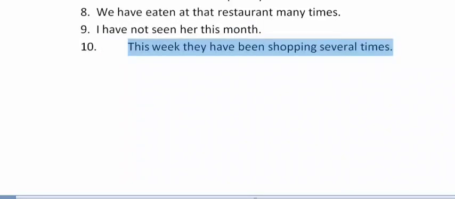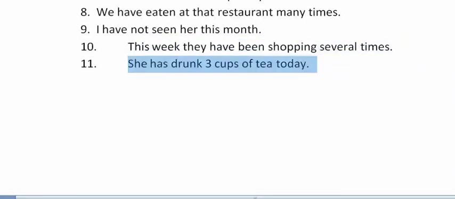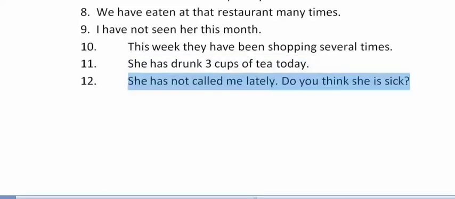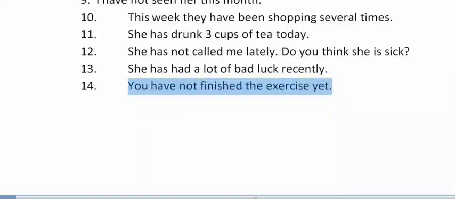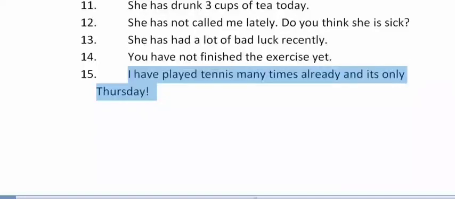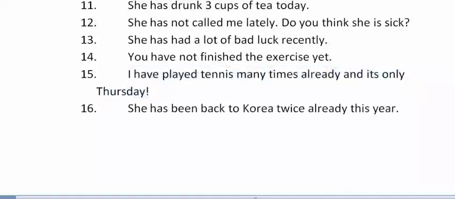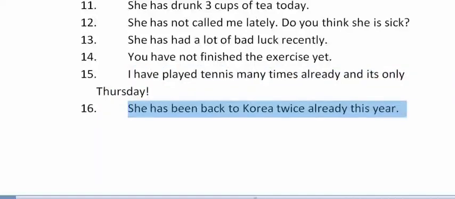This week they have been shopping several times. She has drunk 3 cups of tea today. She hasn't called me lately. Do you think she's sick? She's had a lot of bad luck recently. You haven't finished the exercise yet. I have played tennis many times already this week, and it's only Thursday. She has been back to Korea twice already this year.